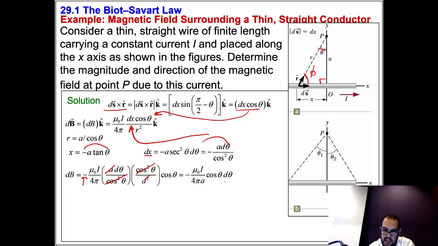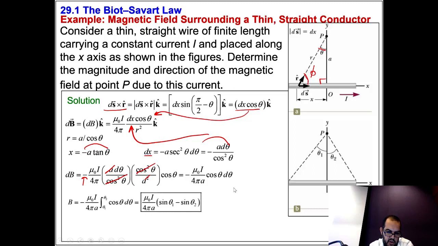This is not difficult to integrate. After making the change of variable, it becomes an easy integral. So minus mu 0 I divided by 4 pi, and we are integrating from an angle theta 1 to theta 2. If I take the minus inside, instead of sine theta 2 minus sine theta 1, it becomes sine theta 1 minus sine theta 2. The integral of cosine is sine, because the derivative of sine is cosine. So this is the equation that gives me the strength of the magnetic field at this point.